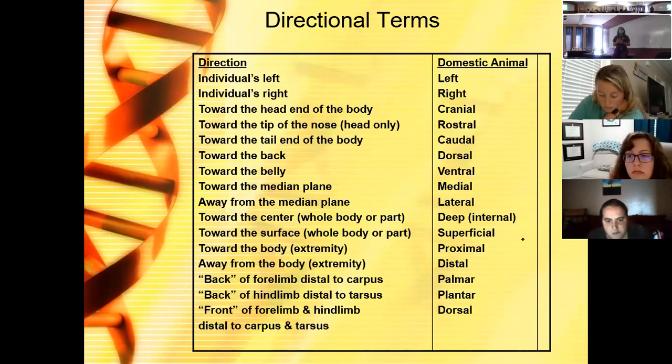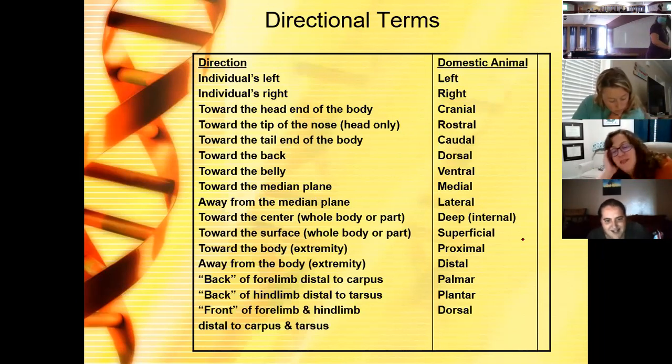Questions, comments, concerns? I'm having a hard time understanding proximal and distal. Okay, come on up. Can I draw on you? Come. This is going to be great.